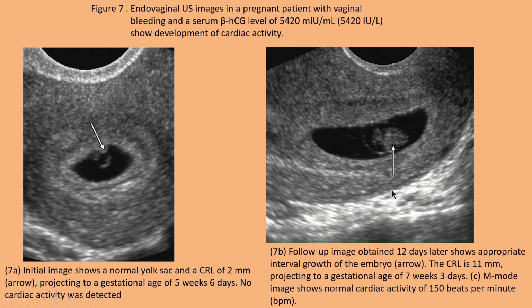Follow-up images obtained 12 days later show appropriate interval growth of the embryo, and the crown rump length becomes 11 mm, projecting into a gestational age of 7 weeks and 3 days, and the M-mode images show normal cardiac activity of 150 beats per minute.